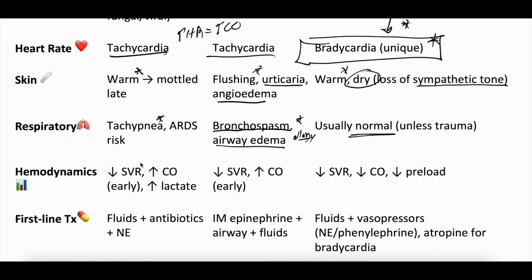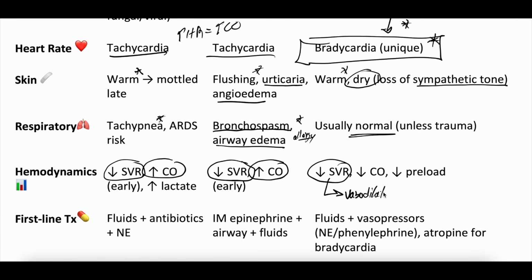And then the hemodynamics, which is something heavily tested. In septic shock and in anaphylactic shock, you have low systemic vascular resistance and an increased cardiac output. In neurogenic shock, you still have low systemic vascular resistance, right? Because vasodilation, pathologic vasodilation, is a hallmark of distributive shock. But your cardiac output might actually be low because, as we said, you cannot increase your heart rate to mobilize that increased cardiac output. So your cardiac output might be low compared to it being high in anaphylactic and septic shock.